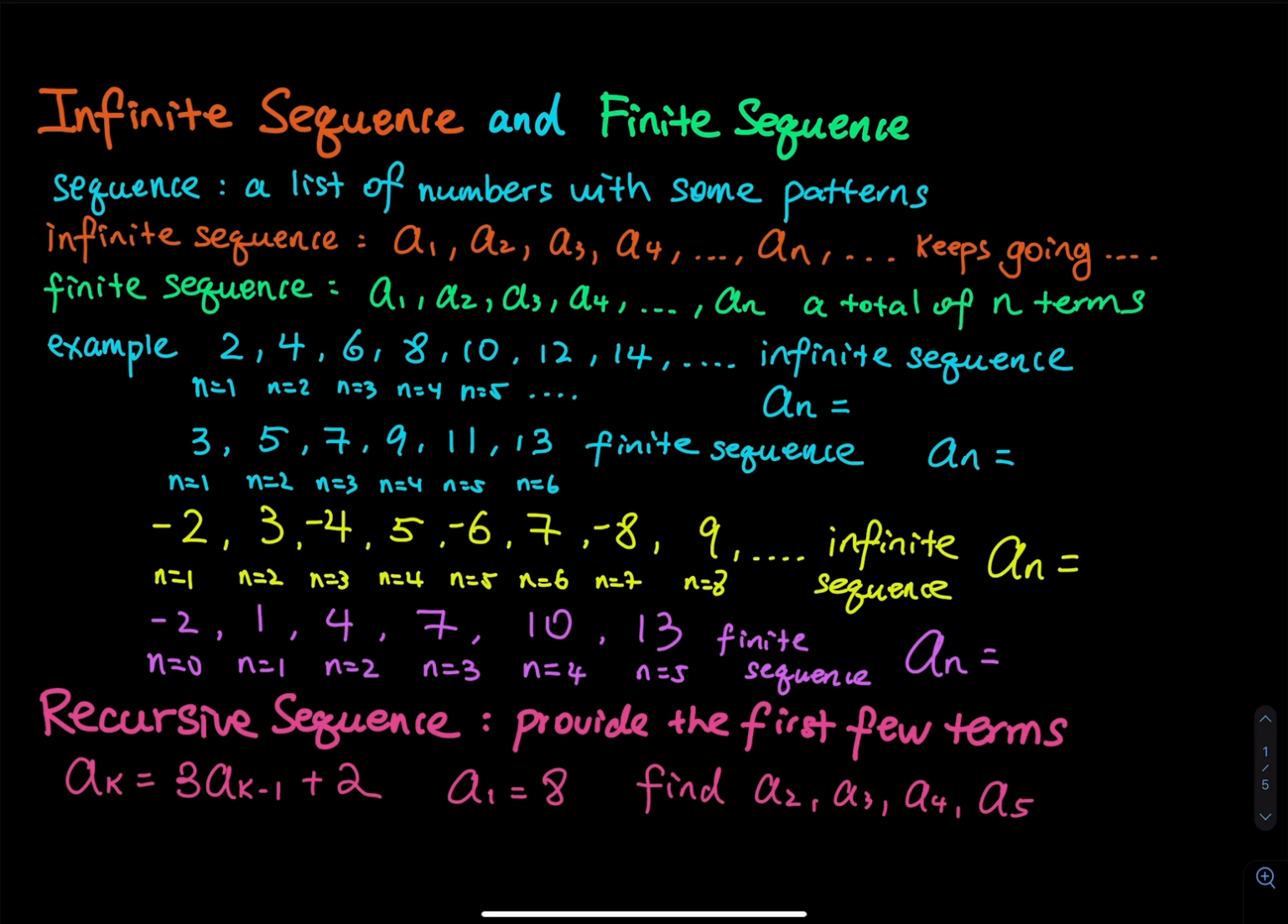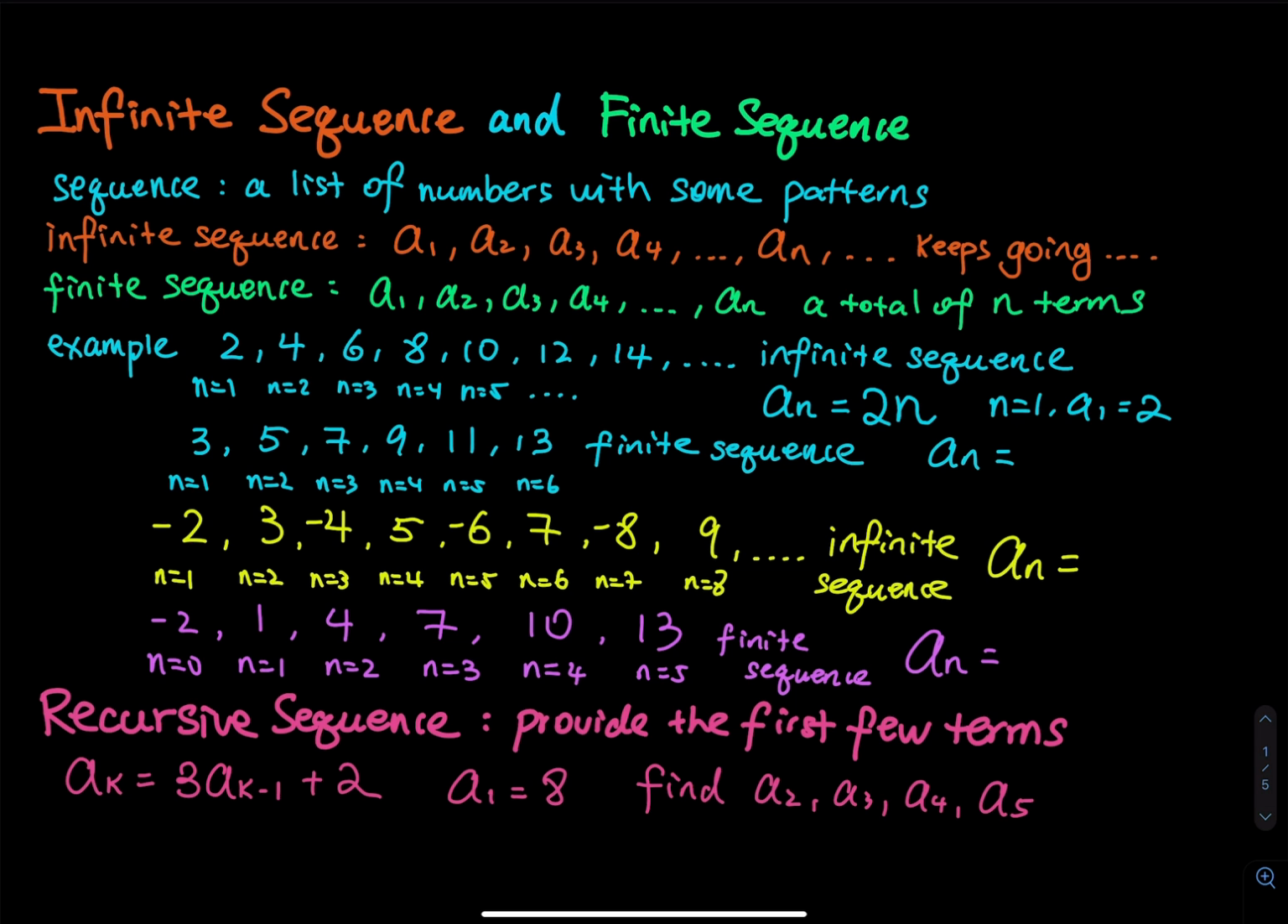So as we move on, in general, the pattern is 2 times the number of the term. So the first term, when n is 1, A1 is equal to 2. When n is equal to 1, we have A1, that is 2 times 1, which is equal to 2. All right. How about the next one?